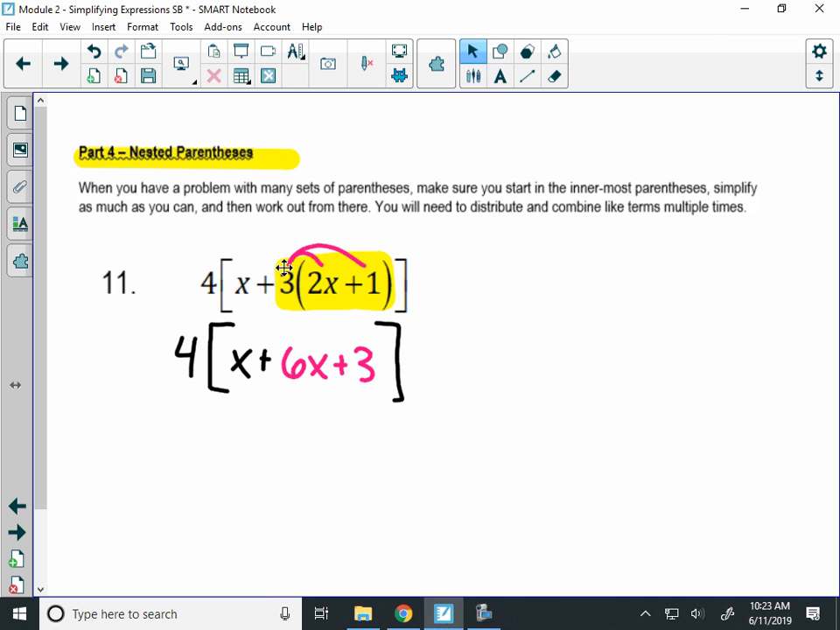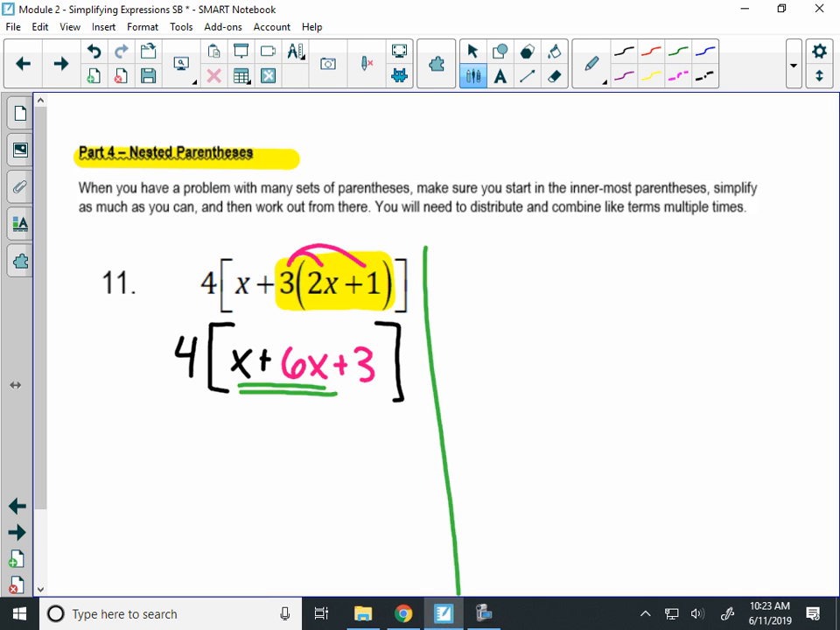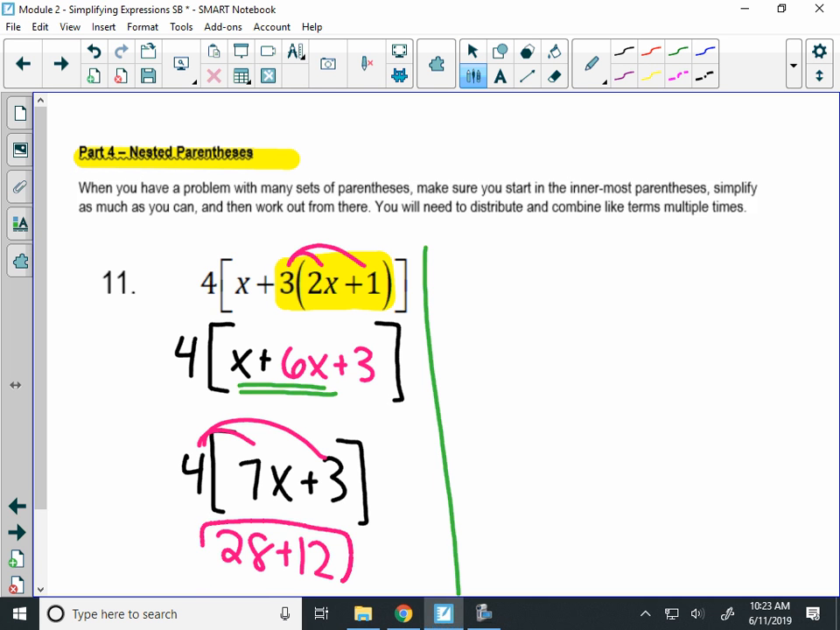So what I'm going to do is combine like terms. You don't have to do that. You could distribute the 4 from here, and I'll show you in a second in an alternate way. But combine like terms here. I still have my brackets. X plus 6x is 7x plus 3 with the 4 in front. And then you would distribute the 4 to get 28x plus 12. That's one way to do it.